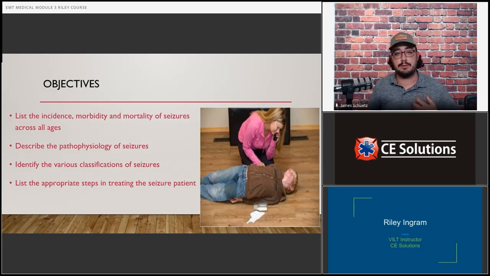All right, so some objectives we're going to go over for this one. We're going to list the incidence, the morbidity, and the mortality of seizures across all ages. Okay, all the way from pediatric babies to your geriatric patients. Describe the pathophysiology of seizures, and we're going to identify the various classifications of seizures. List the appropriate steps in treating the seizure patient. Okay.